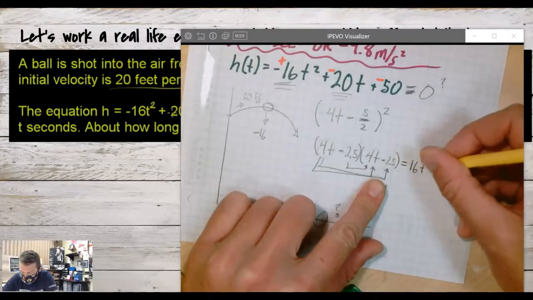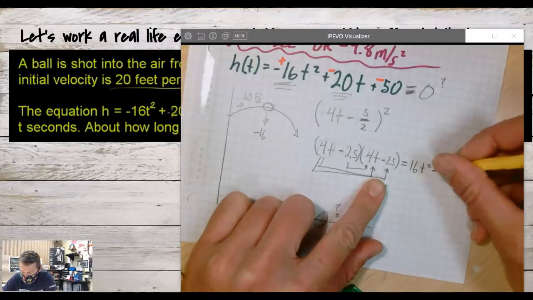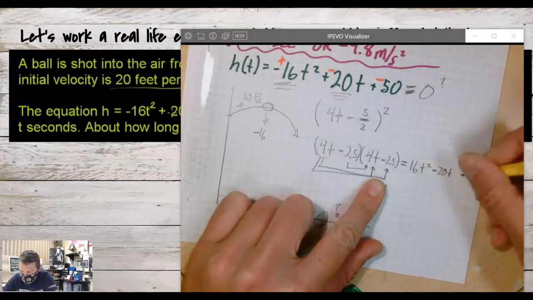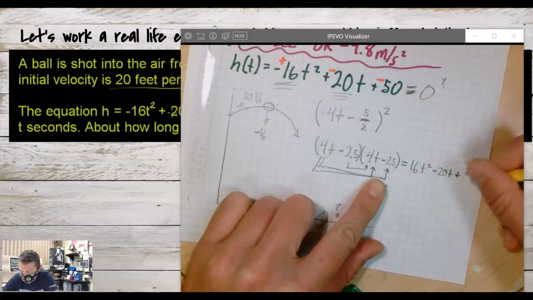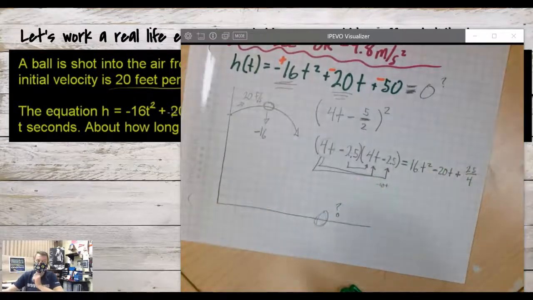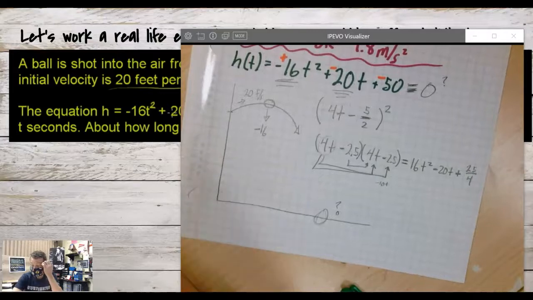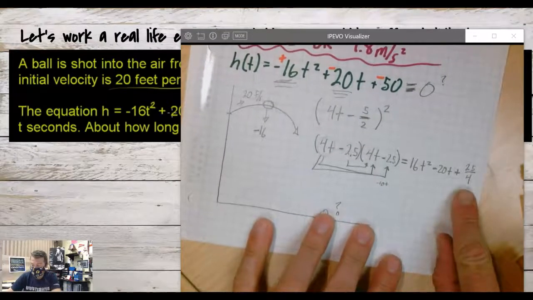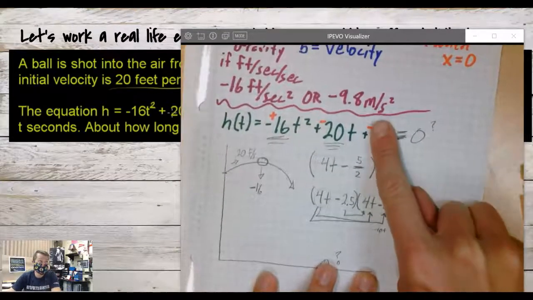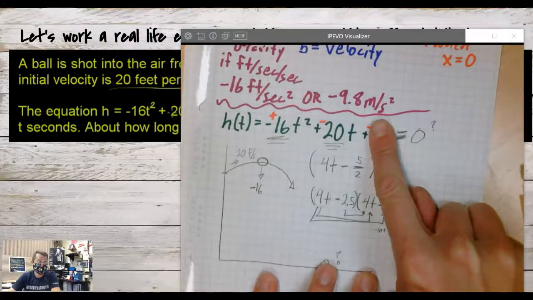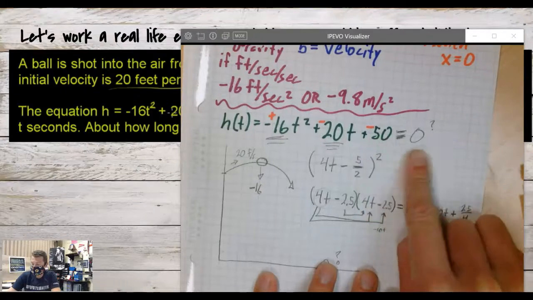Sometimes it's good when we have the binomial times binomial written out. It will give us 16t squared minus 20t plus 25/4. You with me? So what do I do with this 25/4? If I come up here, ignore it for a moment, I just add it to both sides. Or what we said was we can bring this over to the other side.